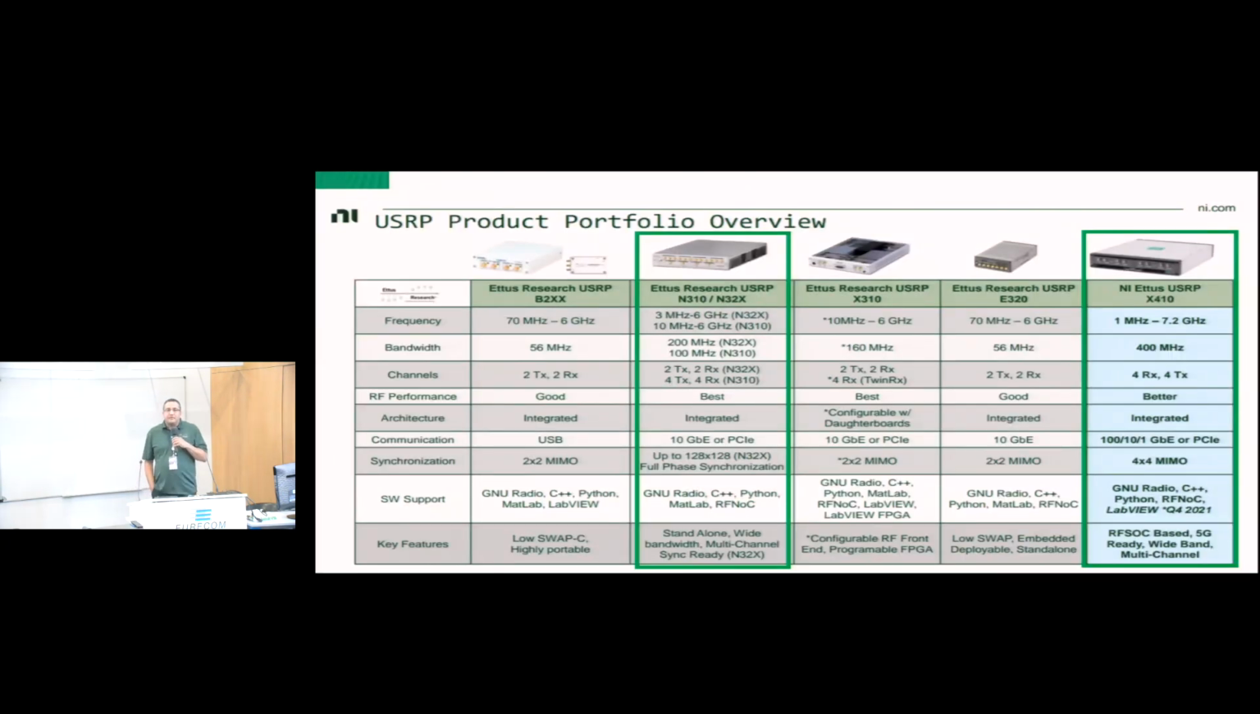Just as a quick background, the USRP products span a wide variety of capabilities and features, and this slide is included as a reference so you can go back and see what the differences are between the different devices. The ones that are highlighted in green are ones where one of the key focus applications is 5G, and so that includes the N300 series, the N310, the N320, and of course the X410 radio.